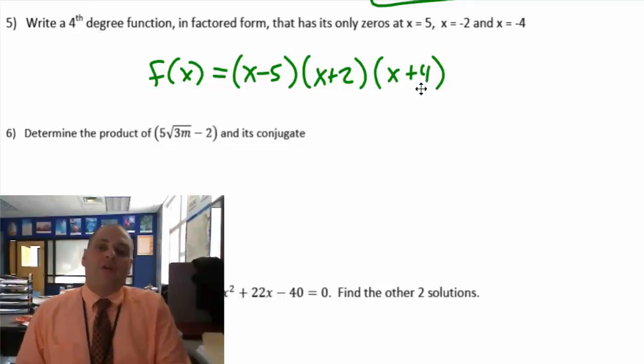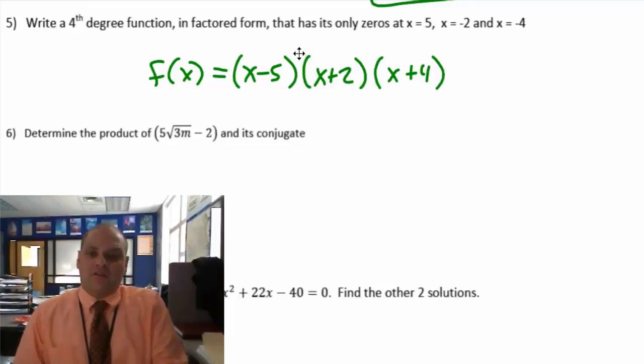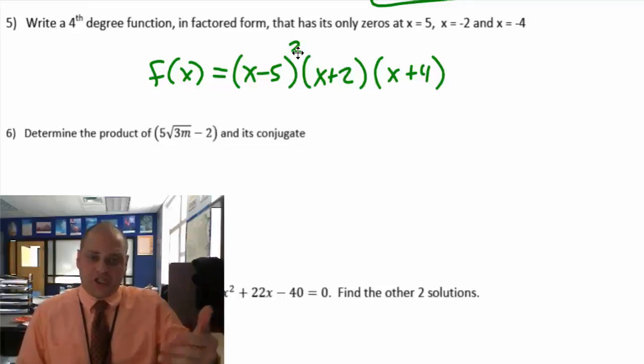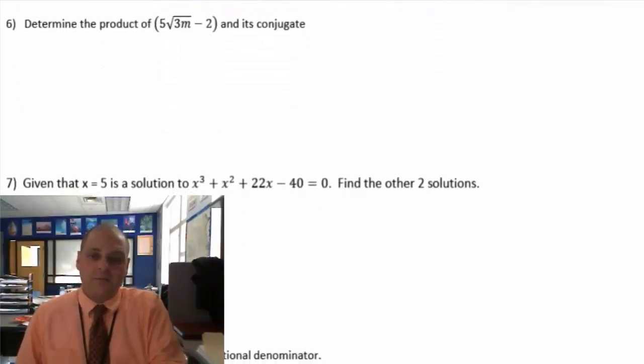Now, I need a 4th degree function. This is only a 3rd degree function. You're going to have to make one of these a multiplicity, so I'm going to have to throw a square on one of those. It doesn't matter which one. There's multiple answers. See how it says write a 4th degree function? Yours might be different from mine. You might have squared the x plus 2, or someone else might have squared the x plus 4. It's fine, as long as you have one of them there.